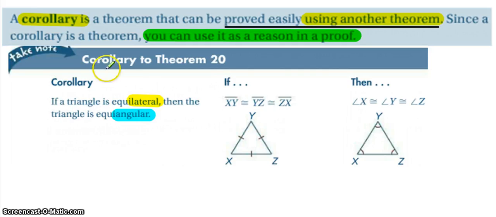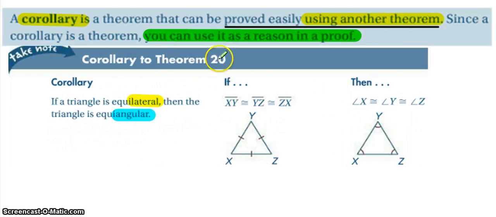So now we have a corollary to Theorem 20. First we want to talk about what a corollary is. A corollary is a theorem that can be proved easily using another theorem. And because a corollary is a theorem, we can use it as a reason in our proof.